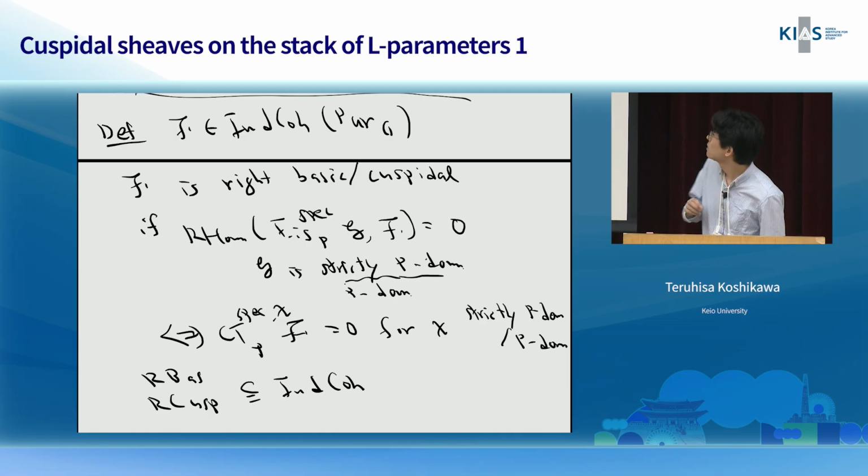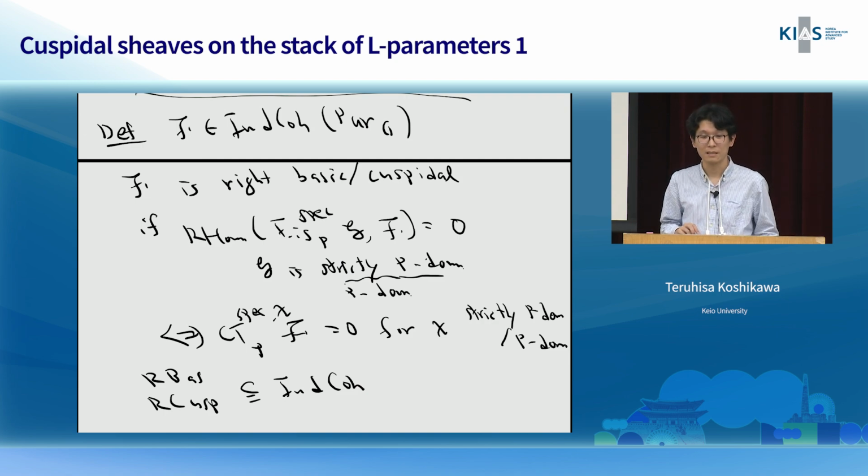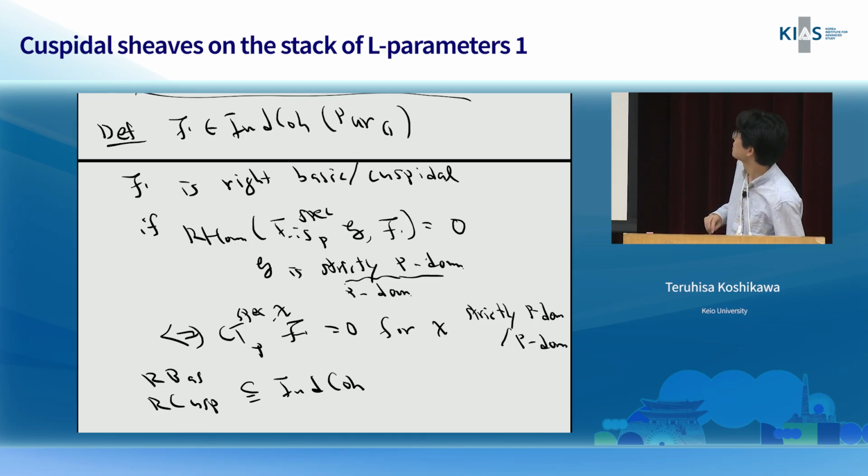No, there's right basic and right cuspidal. Right basic you have strictly, right cuspidal you don't have strictly. Right versus left is whether you map to or from an Eisenstein. I guess we'll see that soon.